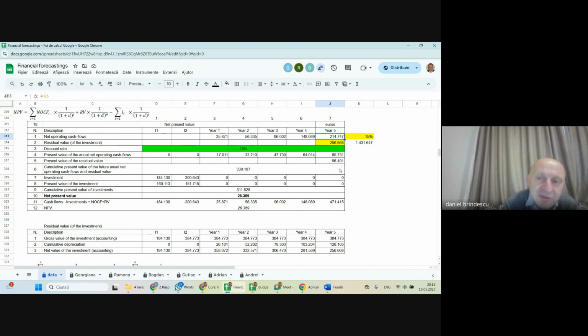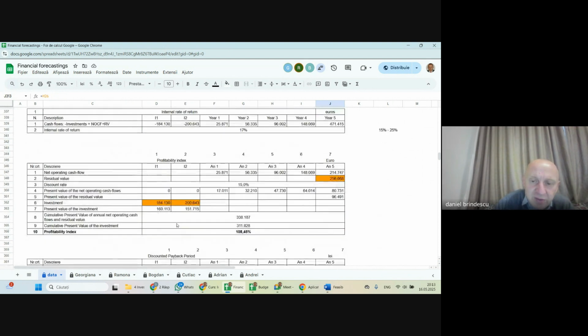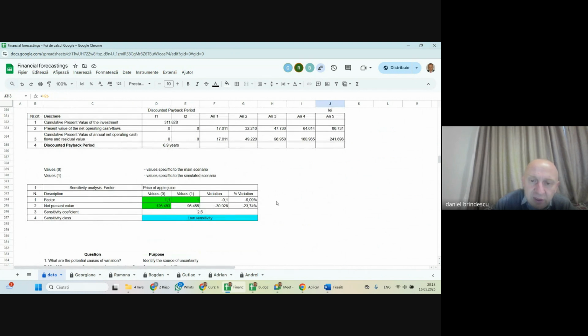We take all those hypotheses and we try to simulate: what if the price of a box of apple juice decreases? What happens to the net present value? How sensitive is the net present value to decreases in the value of the selling price? So this is what I have prepared here.